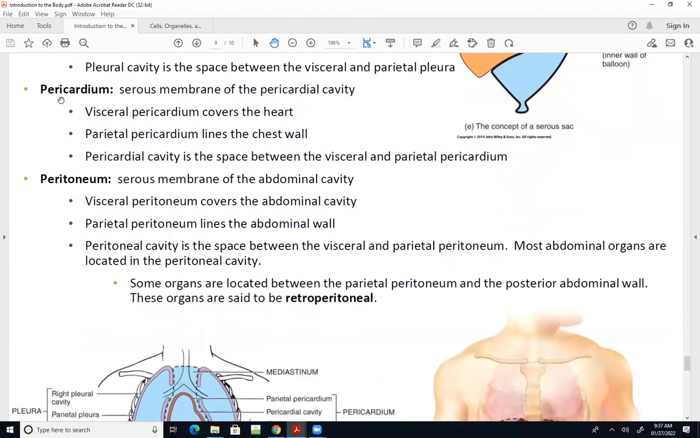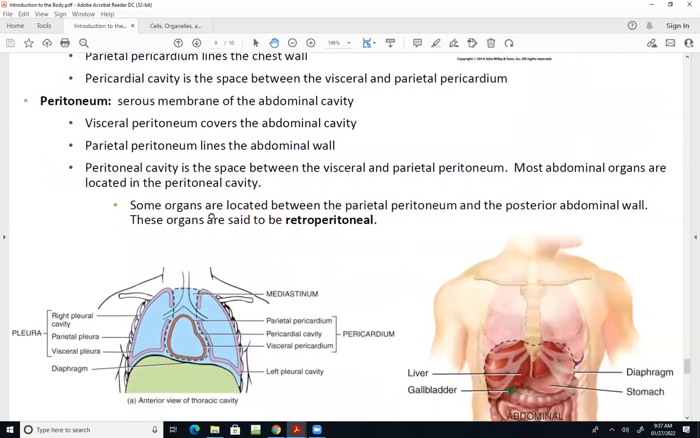and that would be home to what we call pleural fluid. Pericardium, cardiac, cardio always refers to heart. So the pericardium is going to be associated with the pericardial cavity, and it includes a visceral pericardium that covers the heart, a parietal pericardium that lines the chest wall. And then between them is the cavity called the pericardial cavity, which is full of pericardial fluid.